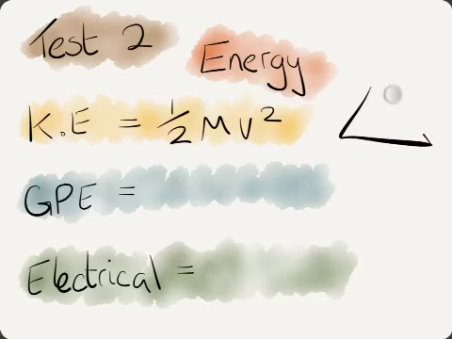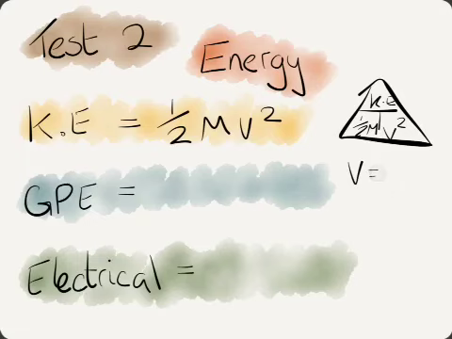We can put that in a triangle. If we keep the half m as an object, we keep the v squared as a number and the kinetic energy. And we can see that if we want v on its own, we end up with root KE over half m. And I'll leave you to figure out the equals. Next we have the GPE.